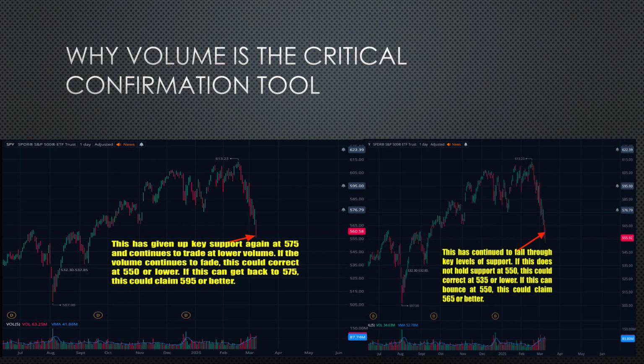Why is volume the critical confirmation tool? Volume is the secret weapon for validating support and resistance levels. Price alone tells us what happened, but volume reveals how significant it was. High volume at support confirms strong buying interest. Low volume suggests weakness and potential breakdowns. For breakouts above resistance, expanding volume is crucial. It shows conviction behind the move. Without confirmation, breakouts often fail and reverse quickly.